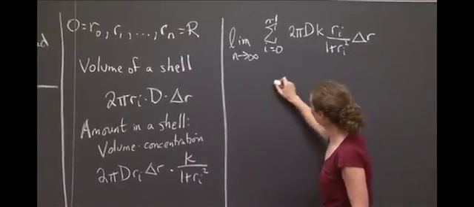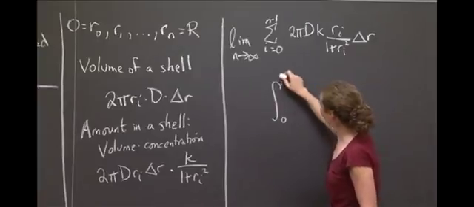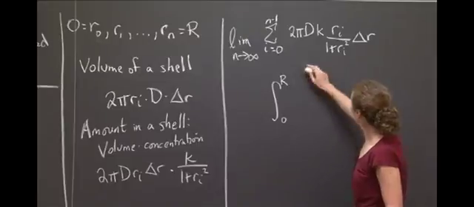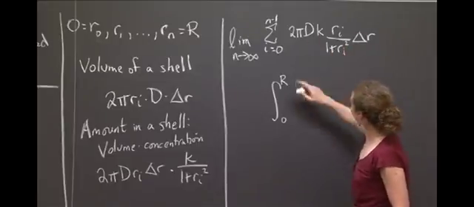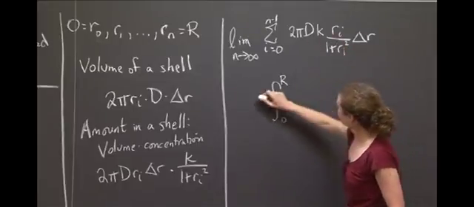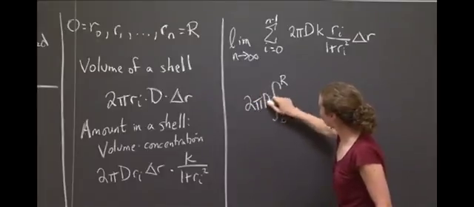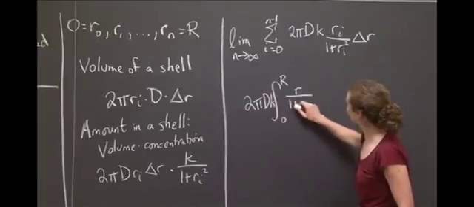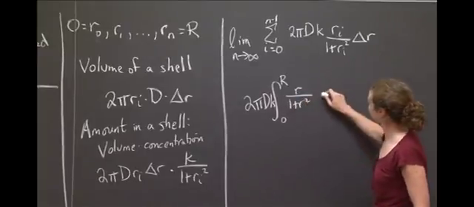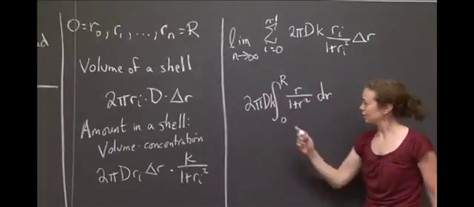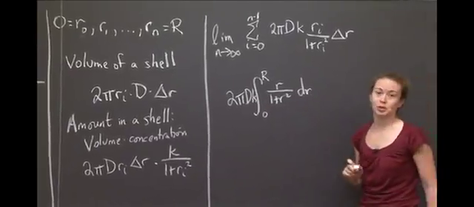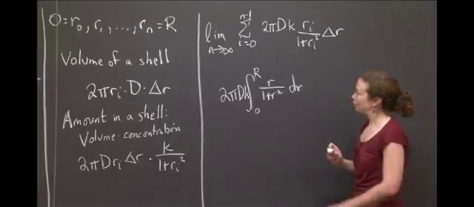What is the limit as n goes to infinity of this? This is actually an integral. It's the integral from 0 to capital R, because my radius is ranging from 0 to that big R, of this exact function of R, right? So I'm going to put the 2 pi d k out here, and then I get little r over 1 plus r squared, and the delta r becomes our dr. So this is, in fact, going to be the amount in grams of the chemical that was released into the pool. So we've set up our integral.